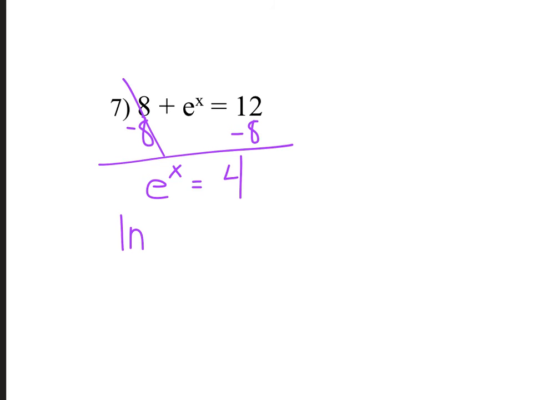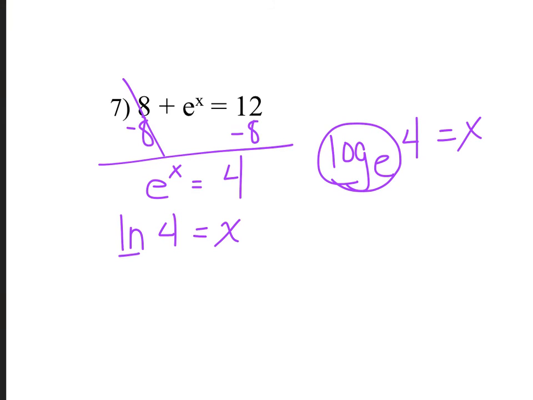Log base e is ln of 4 equals x. So remember, log base e of 4 equals x. Log base e is just our ln. So I'm just shortcutting that away, and all I have to do is type in ln of 4. And it's 1.386. Rounded out is 1.4.